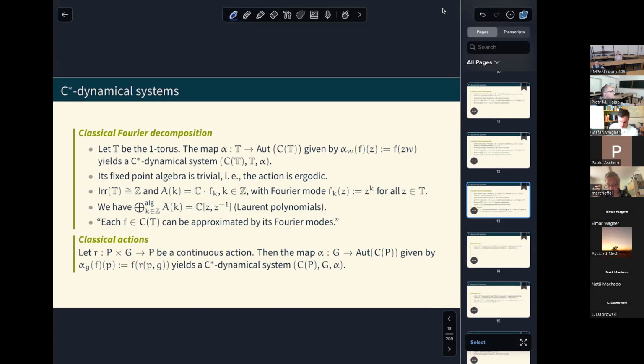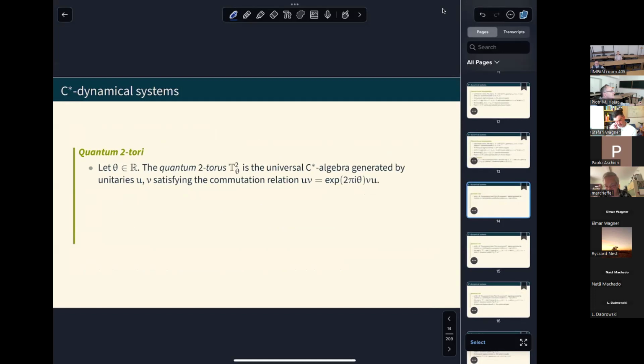So these are commutative examples. So let's look at some non-commutative ones. Of course, the classical toy example is the quantum two torus. So you take some parameter theta, and then the quantum two torus is the universal C-star algebra generated by unitaries U and V, satisfying this commutation relation condition here.